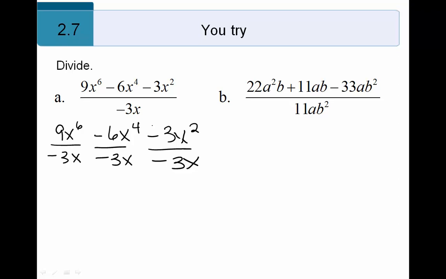9 divided by negative 3 is negative 3. We have x to the 6 minus 1, which is x to the 5th. Negative 6 divided by negative 3 is positive 2. X to the 4 minus 1, which is x to the 3rd. Negative 3 divided by negative 3 is positive 1. We have x to the 2 minus 1, which will just leave us with a positive x. We don't need to put the 1 in front of it.